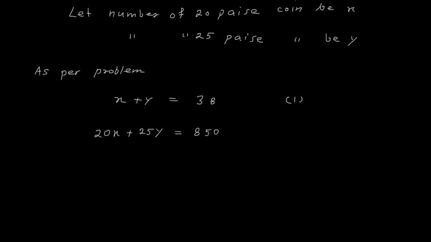So 5 4s are 20, so this implies 4x plus 5 5s are 25, so 5y is equal to 850 divided by 5, which is 170. Okay, so it is 170. This is our second equation. Now the first equation and second equation we have to solve.